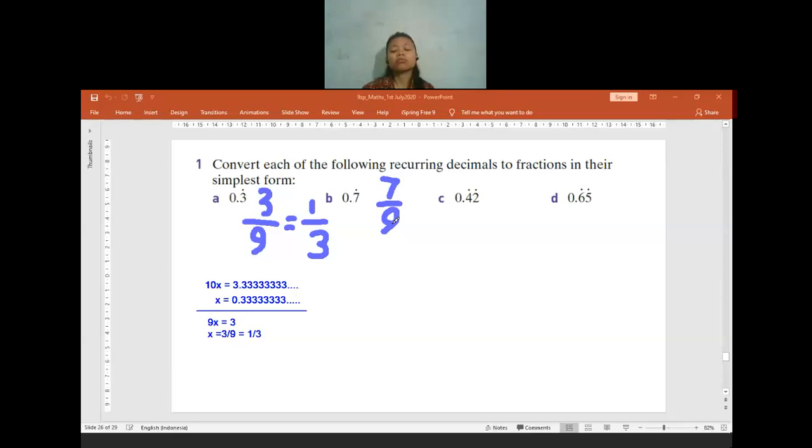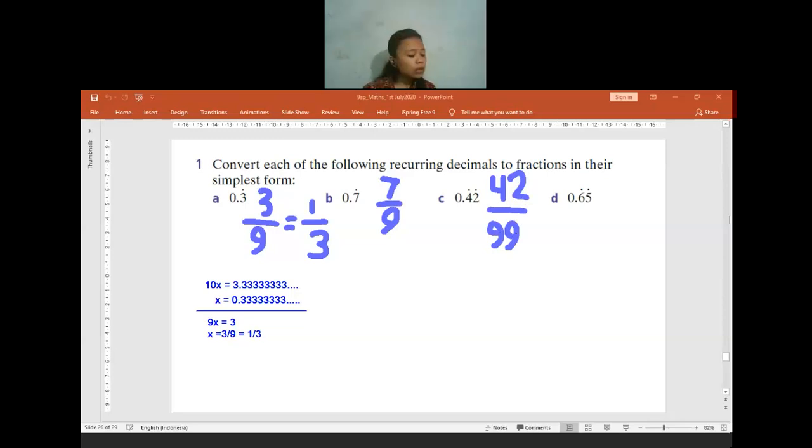Okay, if no question. Anyone want to help me to answer question 1C? 42 by 99. Okay, 42 by 99. Thank you. Is there anyone who gets confused? You have to do the same thing. In this part, we find 42 by 99. Good job.